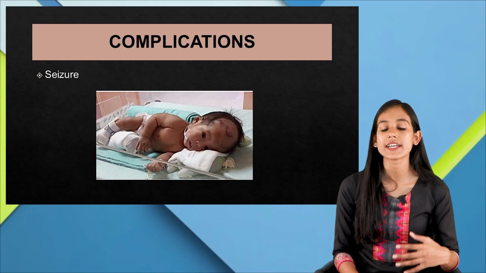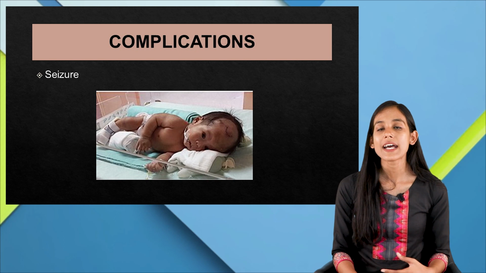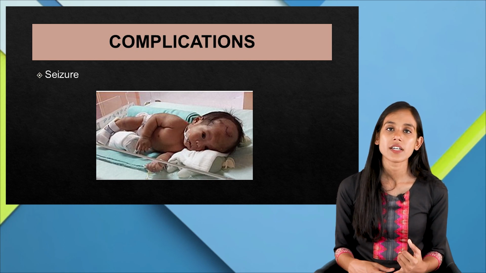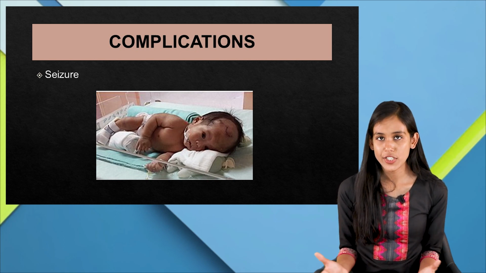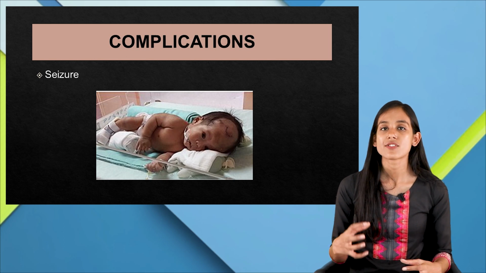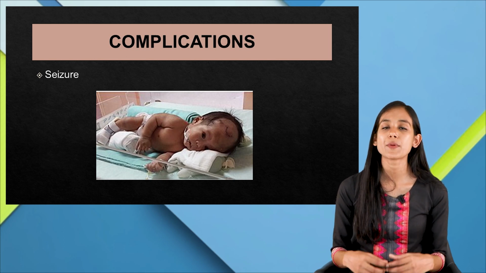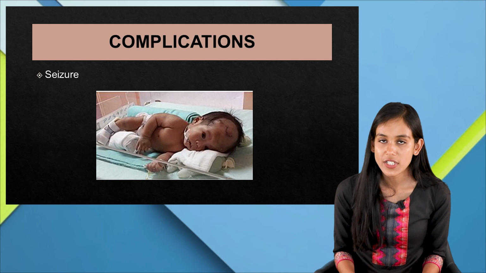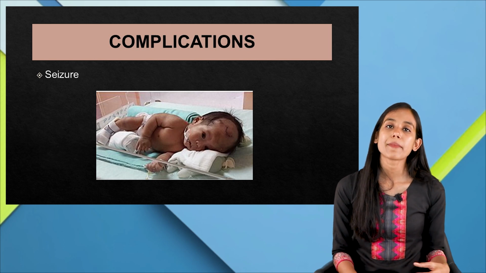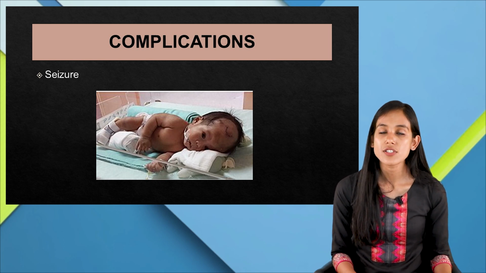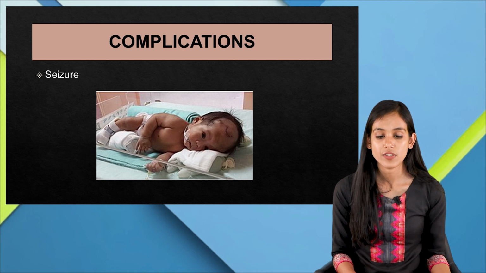Now moving on to the complications. In complications, there can be seizure. As we know, there is increased intracranial pressure, and the brain structures would also get compressed and damaged, right? Because of that, there might be abnormal electrical discharge. So that would result in seizure.